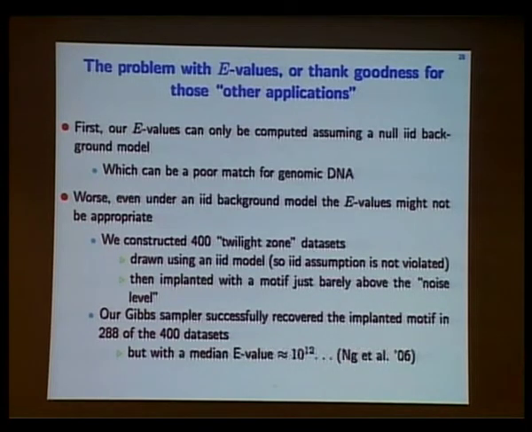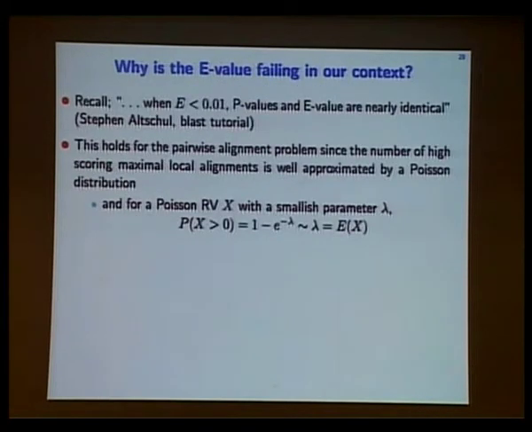So let's talk a little bit about why the e-value is failing in our context, because it works so well with BLAST. Recall this fundamental thing that Archul wrote. When the e-value is small, the p-value and the e-value are nearly identical. Now this holds for the pairwise alignment problem, which is the BLAST problem, since the number of high-scoring maximal local alignments is well approximated by a Poisson distribution.